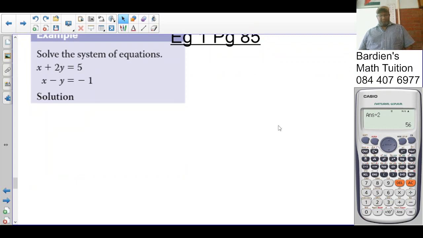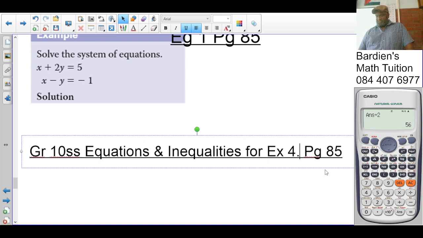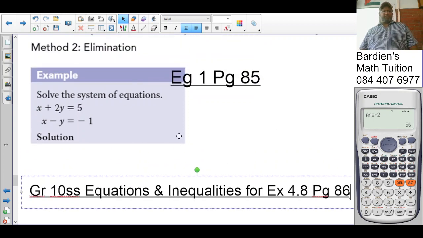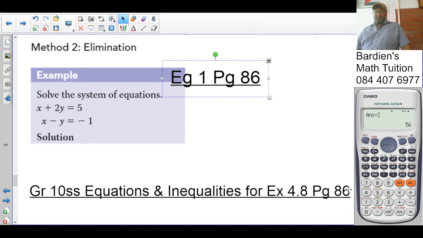So these are examples for exercise 4.8, is that correct? And 4.8 is on page 86. The exercise is on page 86. However, this is example 1, and this example 1 is also on page 86. Why tell me the example, the exercise is on page 86?